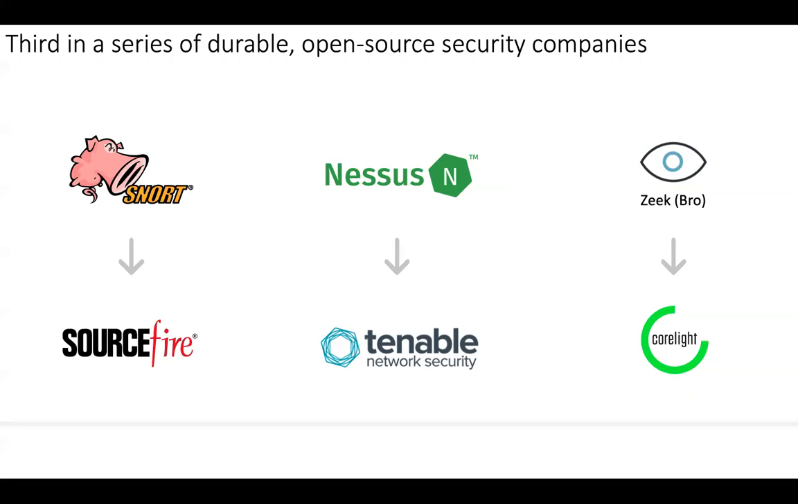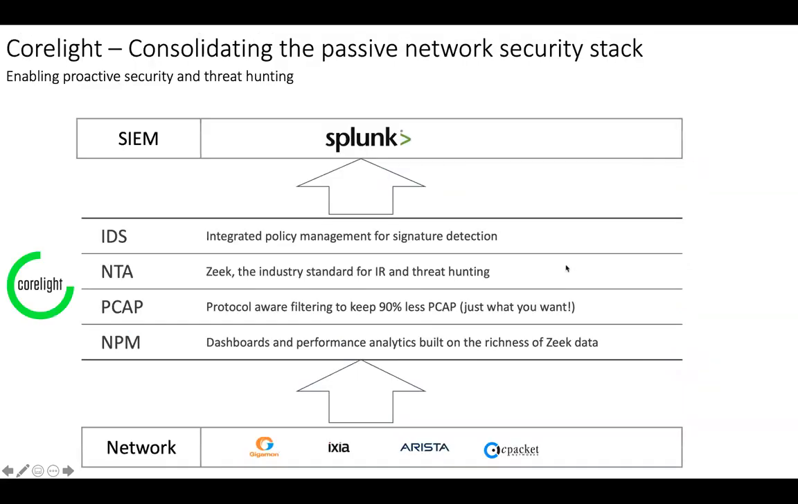Corelight has commercialized Zeek, but the key difference is that we still maintain and manage the open source project as well. Corelight is very actively involved in the project, but our solution is starting to bifurcate, where we are adding intellectual property on the Corelight side, but still using Zeek as the core engine.